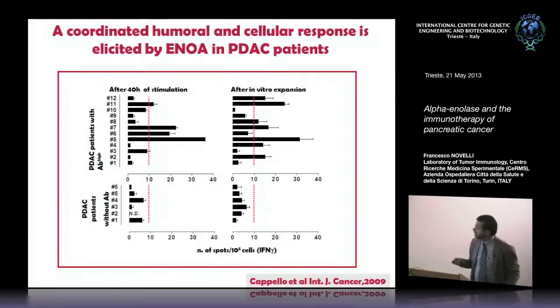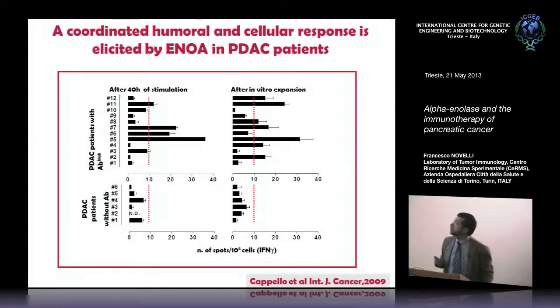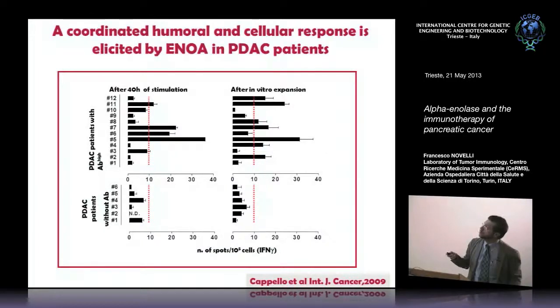And Paola Cappello, in 2009, made a very interesting observation, showing that there is a coordinated humoral and cellular response in pancreatic cancer patients. This is the analysis of PBMC from patients who produce circulating antibody against alpha-enolase. Those PBMC, when stimulated in vitro with recombinant alpha-enolase, produce interferon gamma as an immune response to the stimulation, and this production can be seen after 40 hours of stimulation or after in vitro expansion, and most of these PBMC produce interferon gamma.